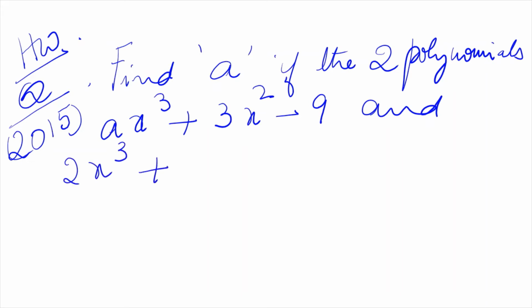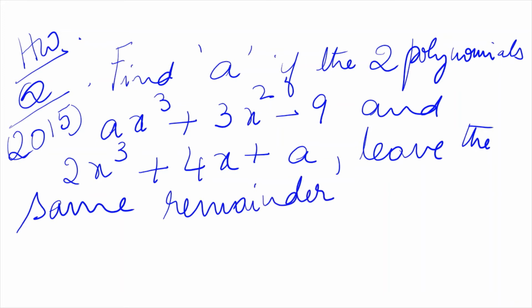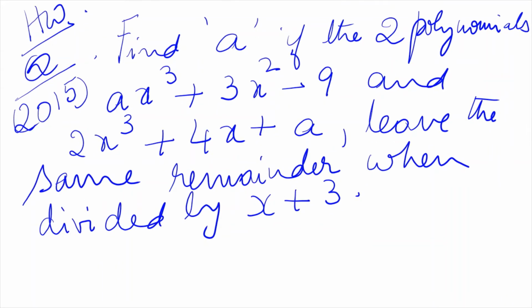and 2x cube plus 4x plus a leave the same remainder when divided by x plus 3. So this is homework for you. Leave the same remainder. So what will you substitute here? Divided by x plus 3.